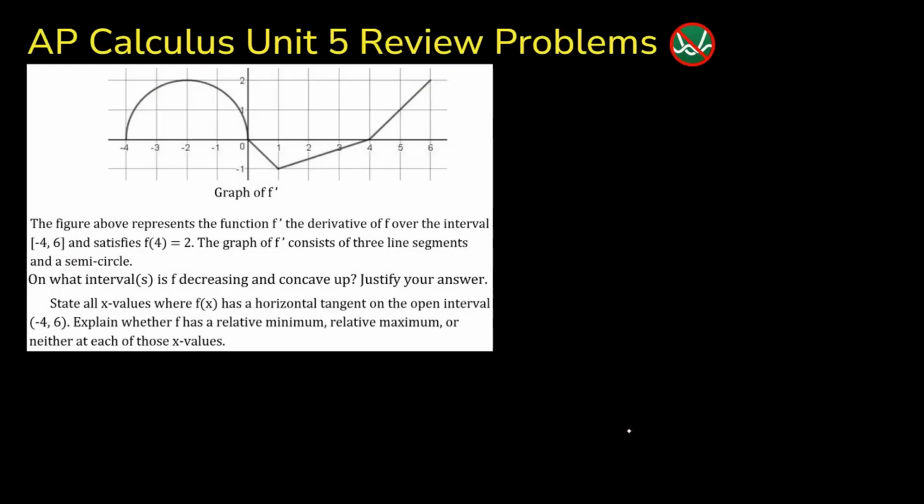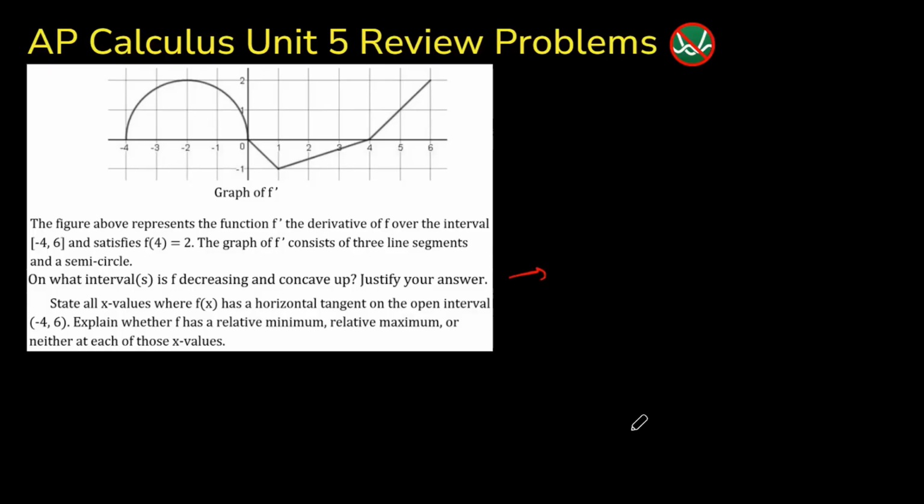Here's another one. Notice first off that the graph they give you is the graph of f prime. The figure above represents the function f prime, the derivative of f, over the interval -4 to 6, and satisfies f of 4 equals 2. The graph of f prime consists of 3 line segments and a semicircle. On what intervals is f decreasing and concave up? Justify your answer. So this is very important.